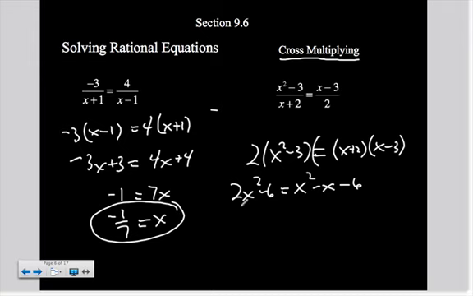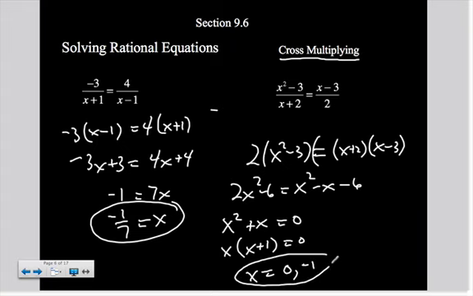So if I simplify this, I subtract x squared, I'll get x squared. If I add x, I'll have x. And when I add 6 to either side, I simply get 0. If I factor this side, this is x times x plus 1. And my solutions are x is equal to 0 and negative 1.